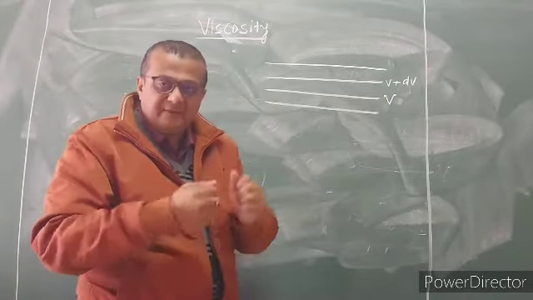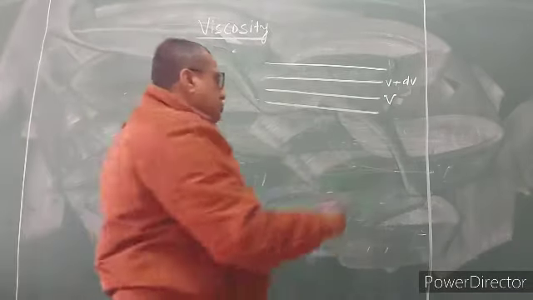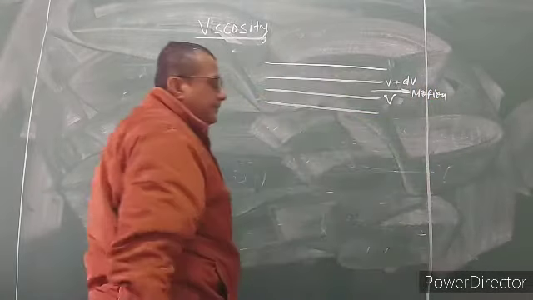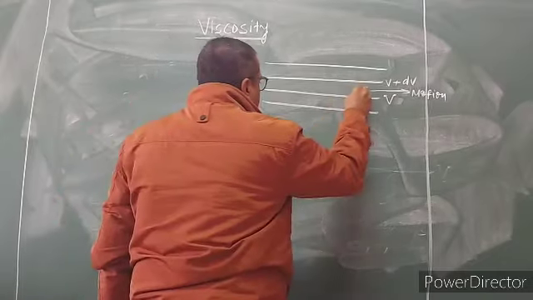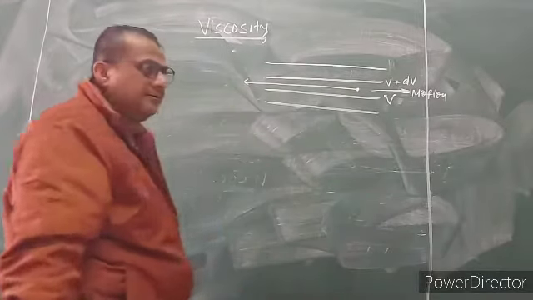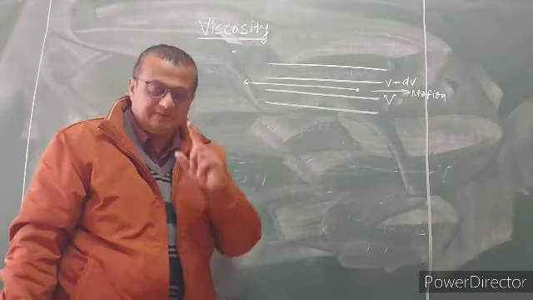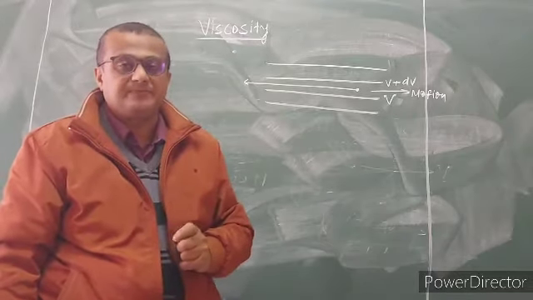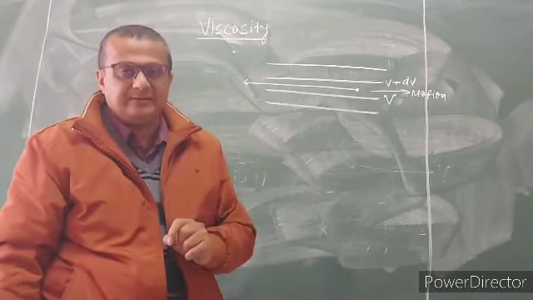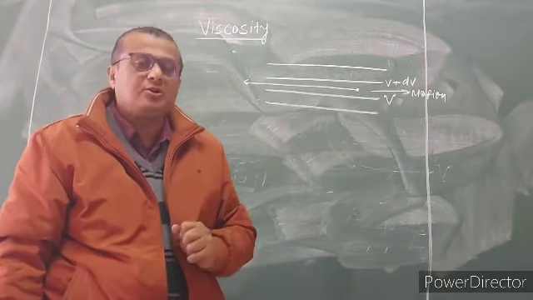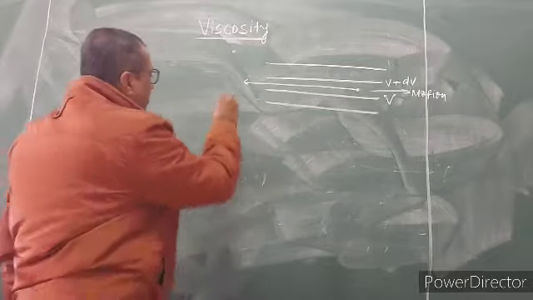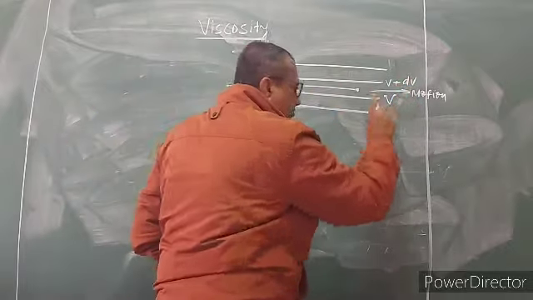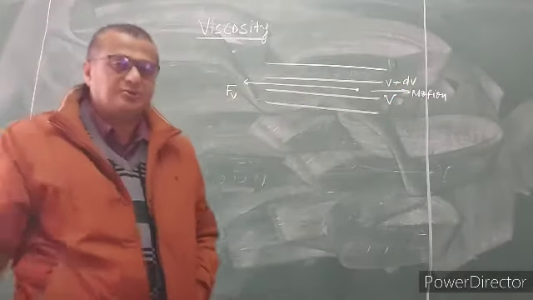Then there will be friction between the layers. If the motion of liquid is along this direction, then a frictional force acts in the opposite direction. This frictional force is called the viscous force, because this friction acts opposite to the motion of the liquid. This viscous force is opposite to the motion, and this phenomenon is called viscosity.